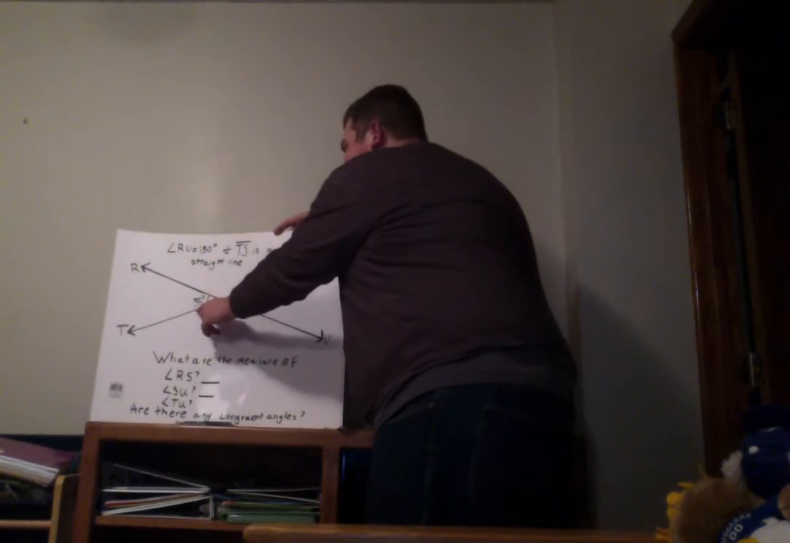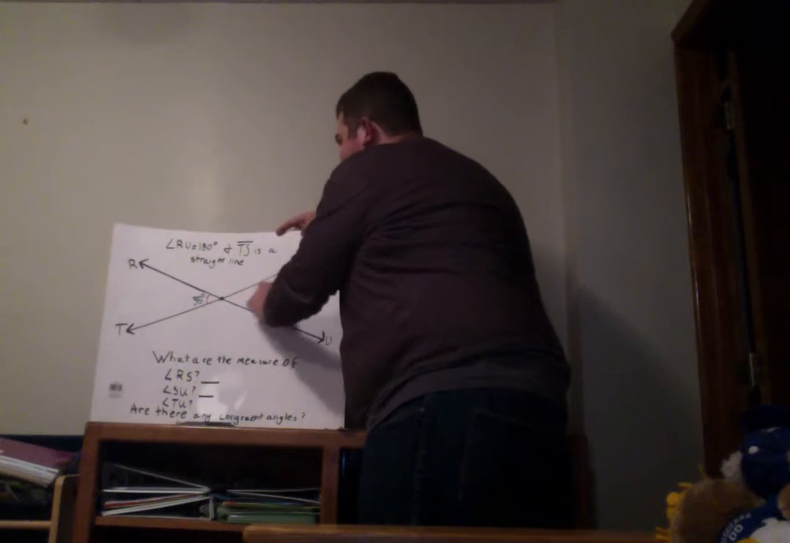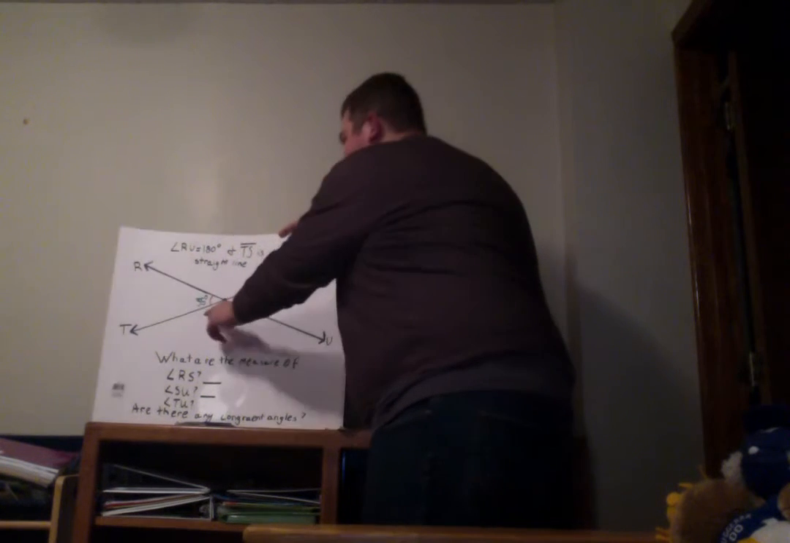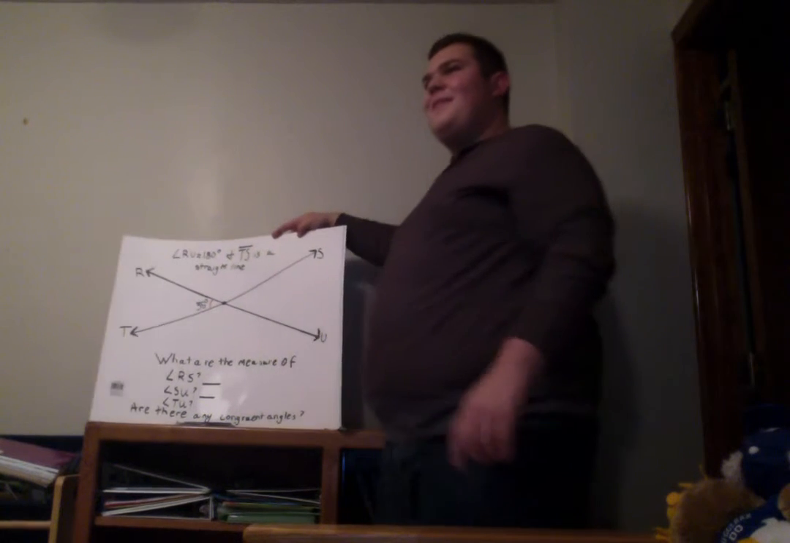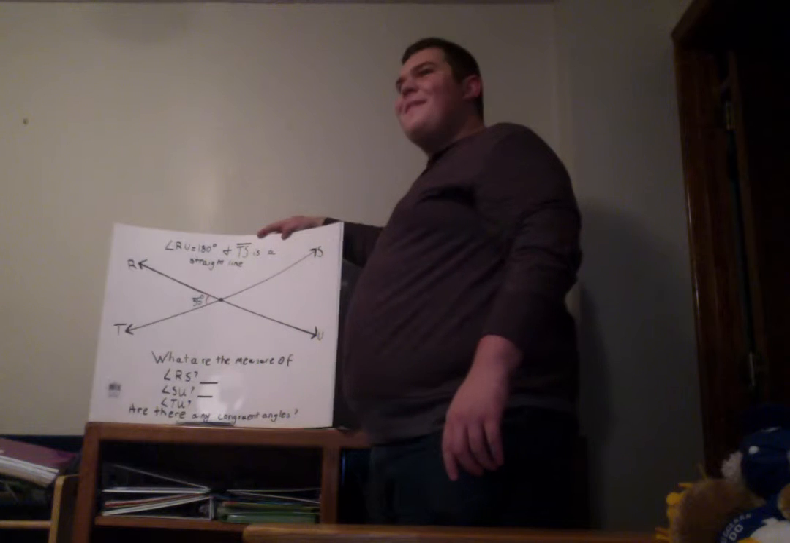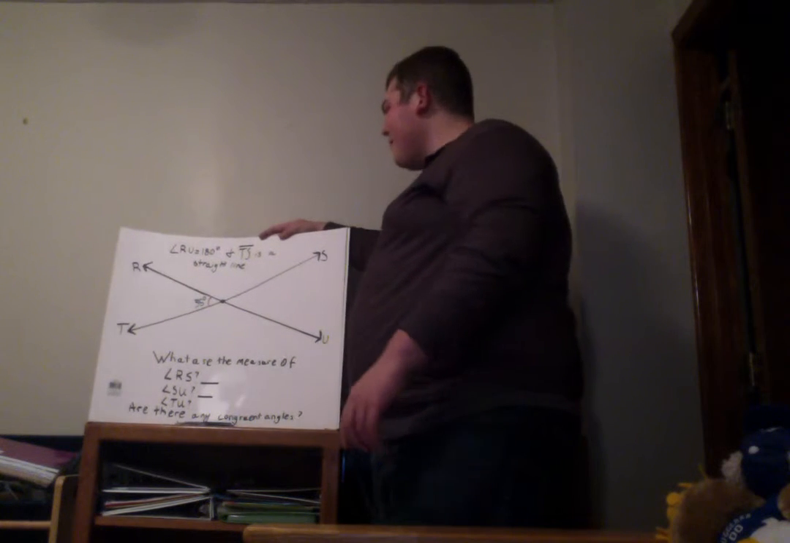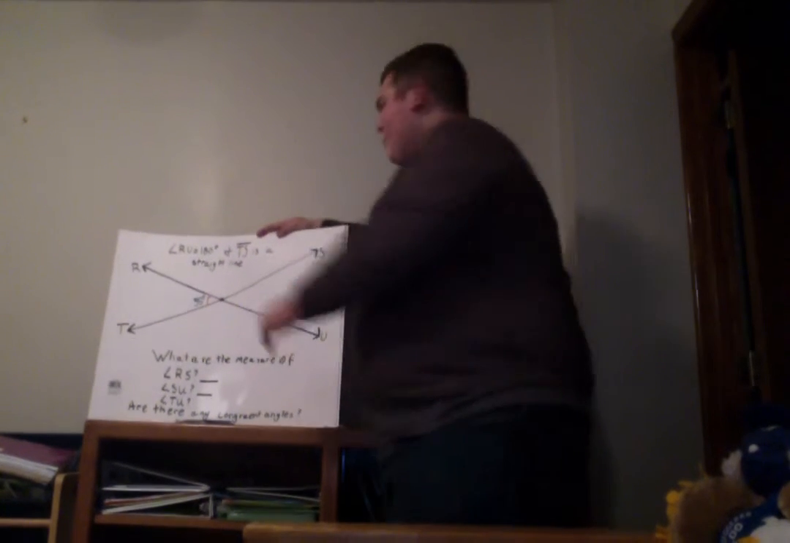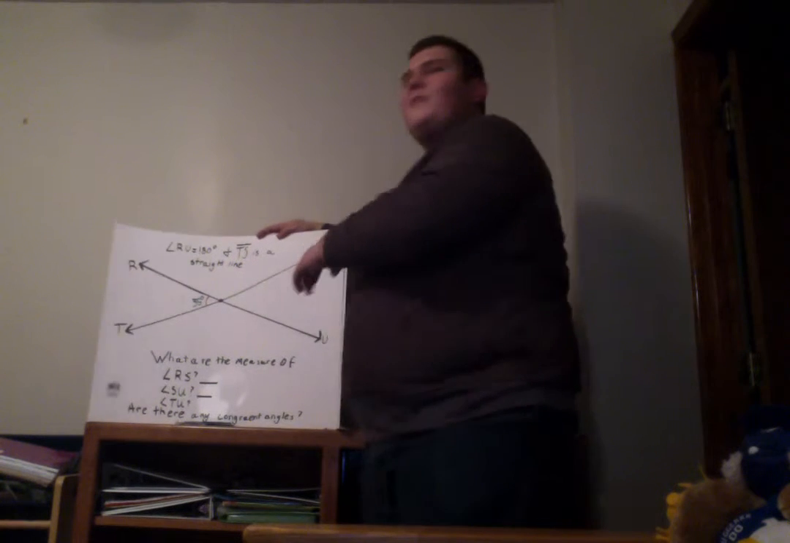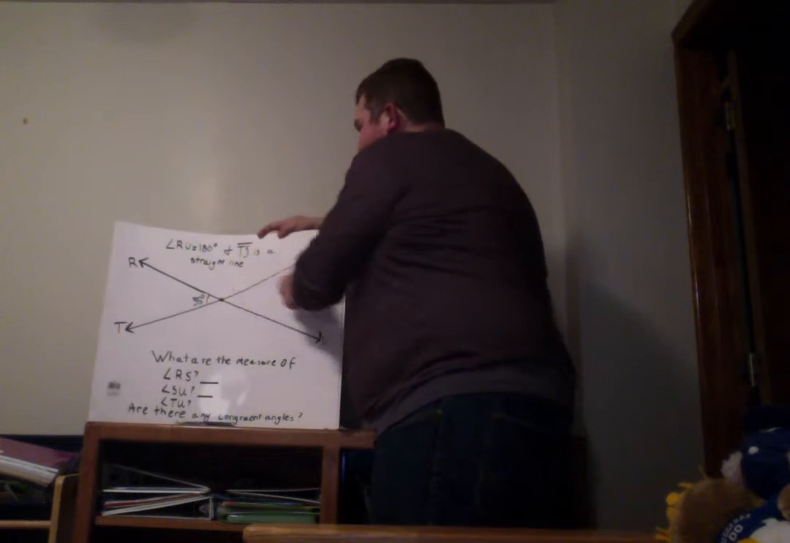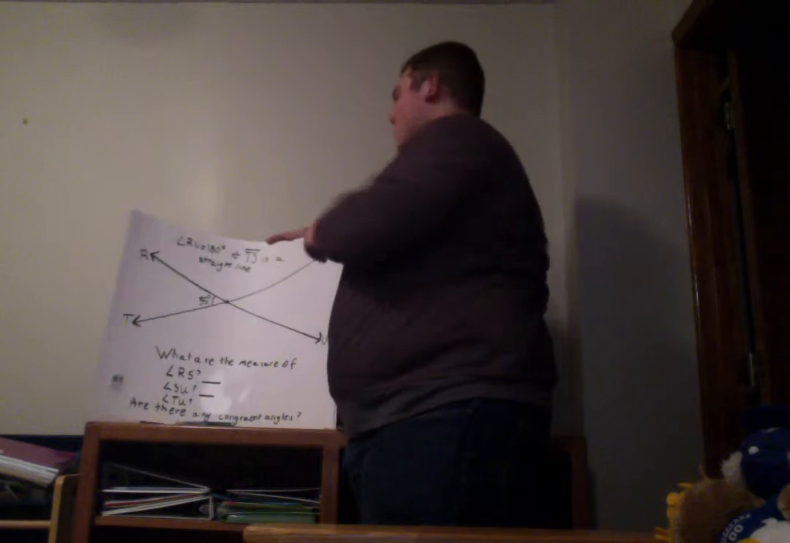Now, Lewis, if this one's 35 degrees and this is a straight line of 180 degrees, what's the measurement of this angle? That angle on the bottom? 145. Yep, correct. So noting that with these two being straight lines, these two angles are the same measurement and these two angles are the same measurement.